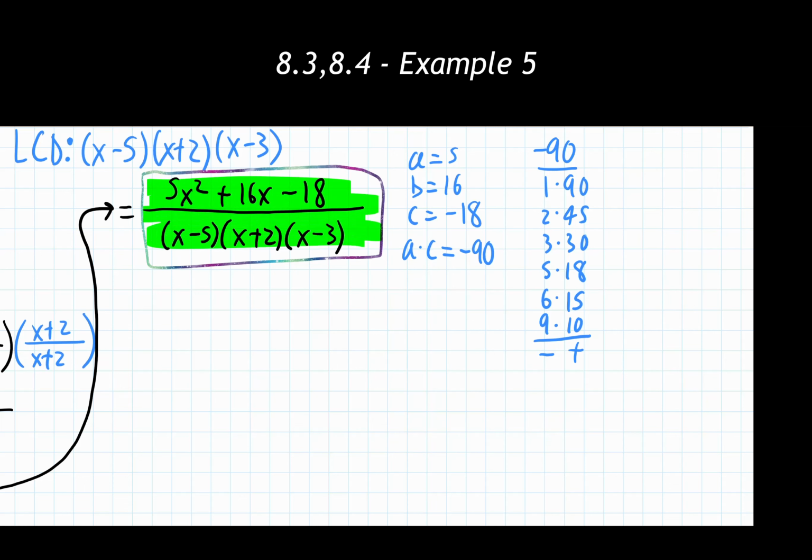I can't multiply anything else out. I can't combine any other like terms. I can't simplify it down. This is the absolute best I can do, and I therefore have my final answer.